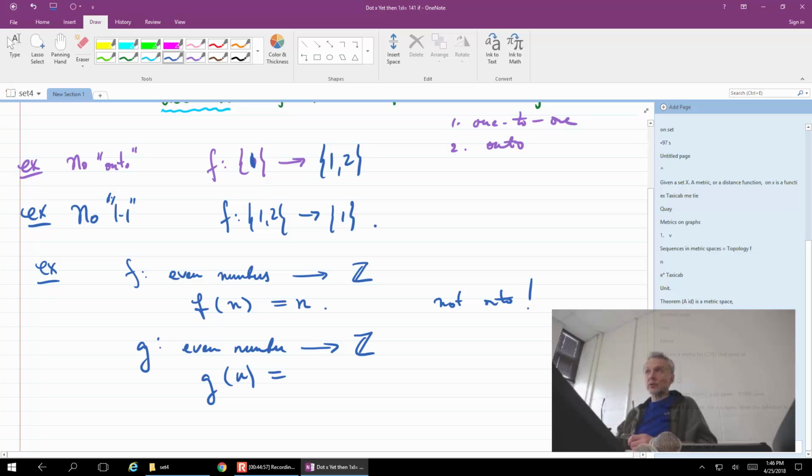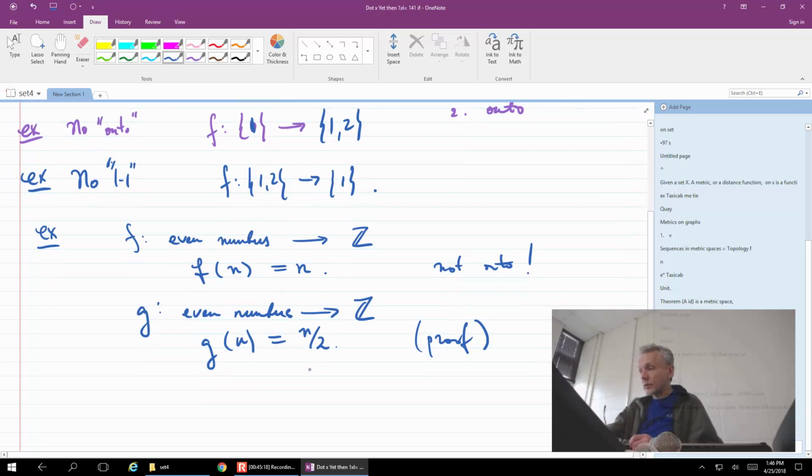So what's the bijection? N divided by 2, that's right. It requires proof, obviously not hard, but still you should be able to do it. From even numbers to the integers, you do cover all the integers all of a sudden.